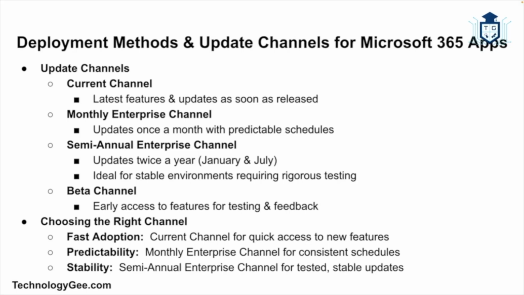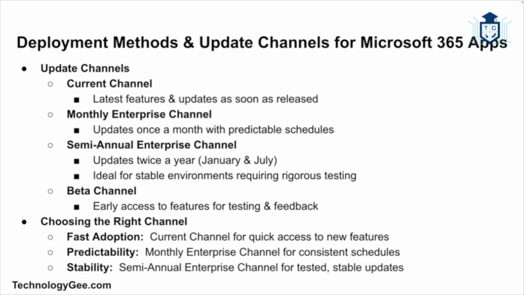We have what is called a semi-annual enterprise channel. This provides updates twice a year in January and July. And this is ideal for stable environments requiring rigorous testing. And then we have what is called a beta channel, and this offers early access to features for testing and feedback. Now let's talk about choosing the right channel.